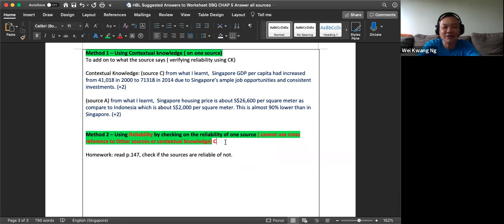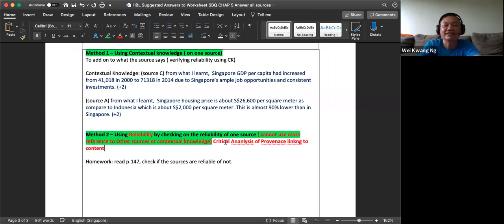But CAP stands for critical analysis of provenance, linking to content. So I think the source is reliable, or I think the source is not reliable because there is something not quite right with the source because of who this person is and how he says and what he says. Okay, so that's one method. You have to do critical analysis of provenance. Who he is, what he says, does that make him unreliable?